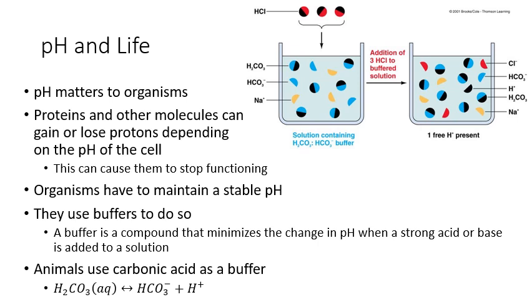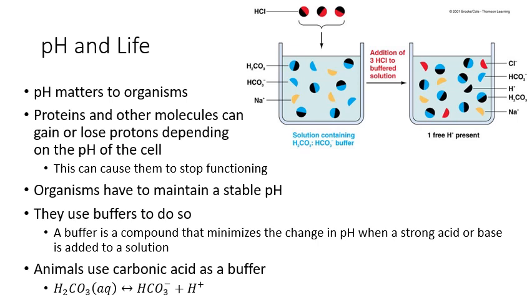So pH ends up being really important to organisms because it's going to affect their molecules, in particular their proteins, which are the molecules that are doing most of the work that goes on in the cell. Proteins are actually acids and bases, which we'll get into when we talk about protein structure, but every protein has the ability to lose protons as an acid or to pick up protons as a base.